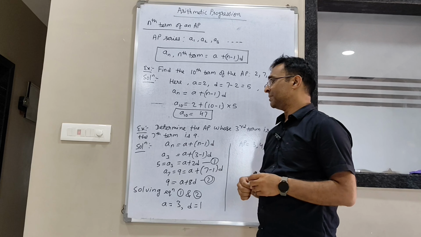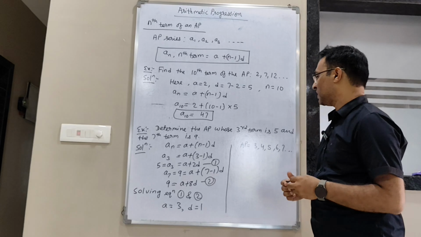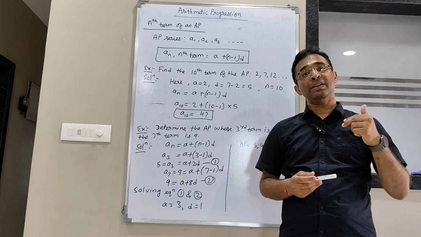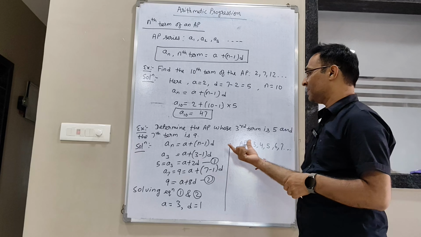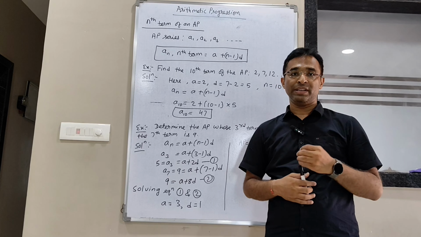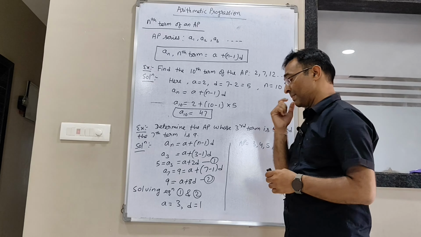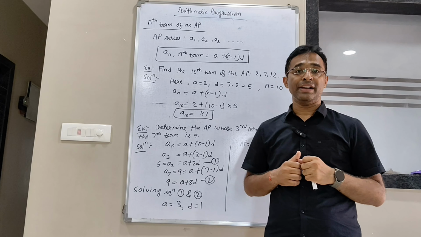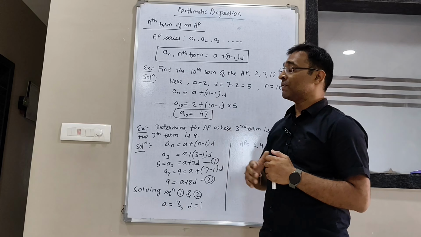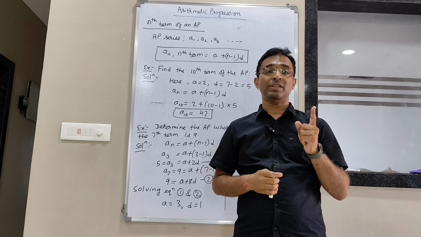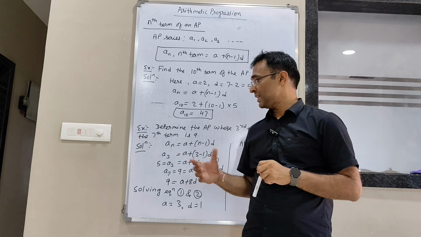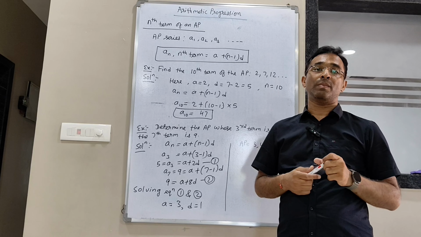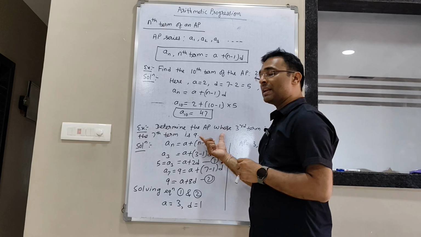Coming on to the next example: determine the AP whose third term is 5 and the 7th term is 9. So here we have been given 2 terms, the third term and the 7th term. The values have been given to us and we need to find the AP. So again, go back to what we have discussed earlier in this video: for finding an AP we require 2 things, the first term and the common difference. Here both are not given, so we need to find the first term and the common difference in order to form the required AP.